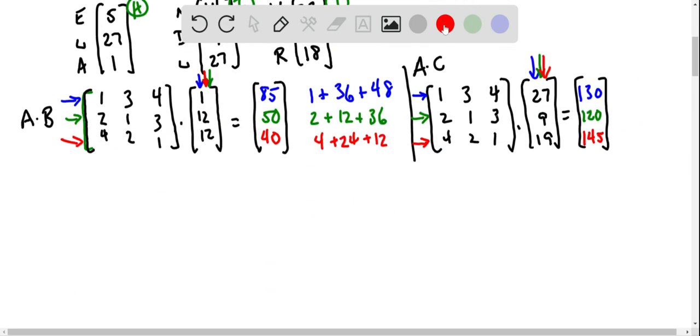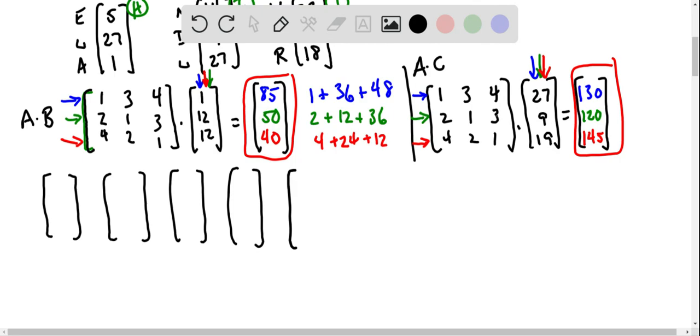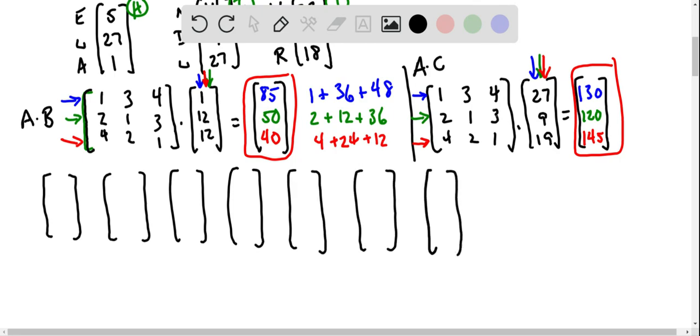So I'm just going to put a big red box around, since there's a lot of information here, those are the first two matrices of my answer. Because my message became 9 matrices, I'm going to end up with 9 matrices for my final answer. 1, 2, 3, 4, 5, 6, 7, 8, 9. I already have A times B and C, so this one will be A times D, A times E, F, G, H, I, and J.